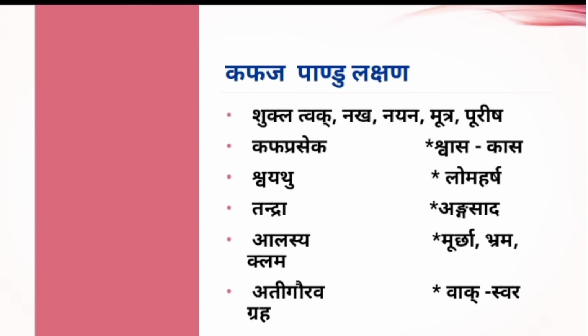And next comes the Kaphaja Pandu. If Rogis come complaining of these symptoms, then we need to consider it as Kaphaja Pandu Lakshana. What are those? Shukla Tvak, Nakha, Nayana, Mutra, Purusha. Here the discoloration will be whitish. In Kannada we say Bili Kamaniya like condition. And Kapha Praseka, the increased Kapha because of the Kaphaja Pandu. Shvayatu, there will be swelling. Tandra, drowsiness will be there because of the excessive Kapha. Alasya and Klama will be there because of the Kapha, there will be laziness and lassitude.